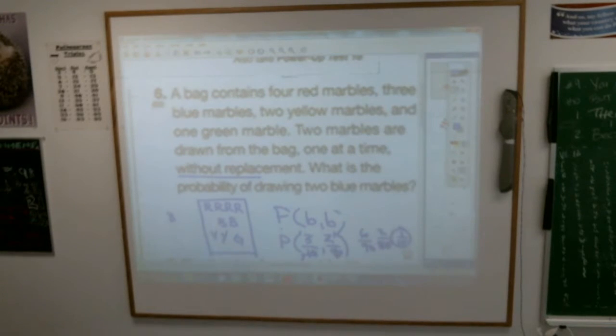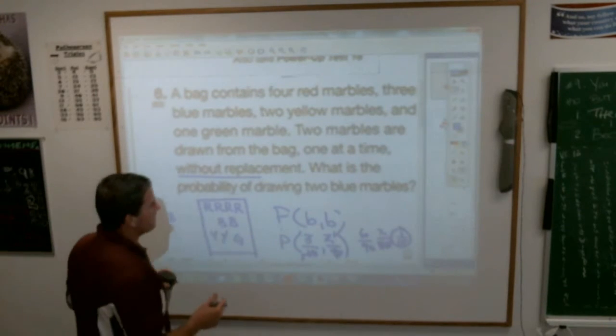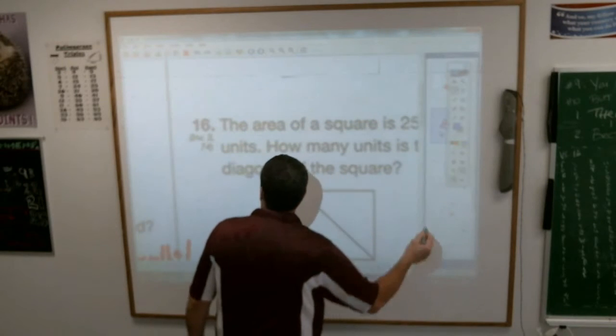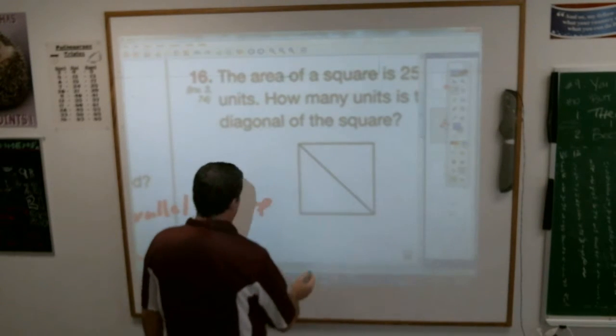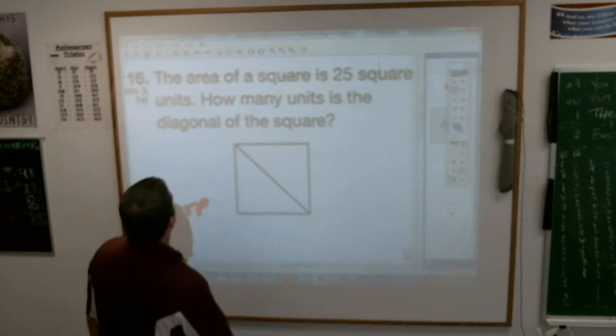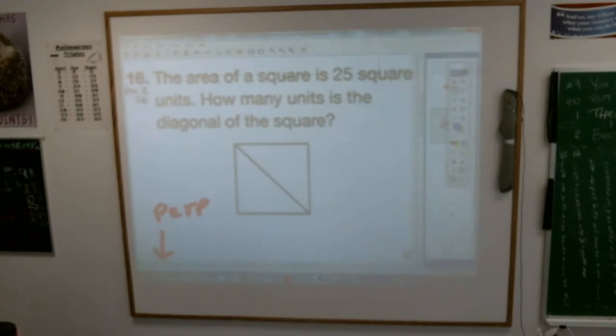Jacob. Number 16. I'm guessing that's on the other page because I really like to go back and forth. This is it? Yeah. The area of a square is 25 square units. How many units is the diagonal of the square?